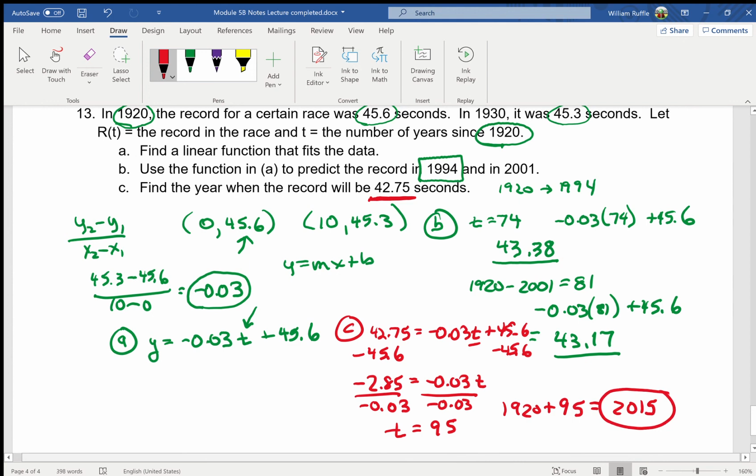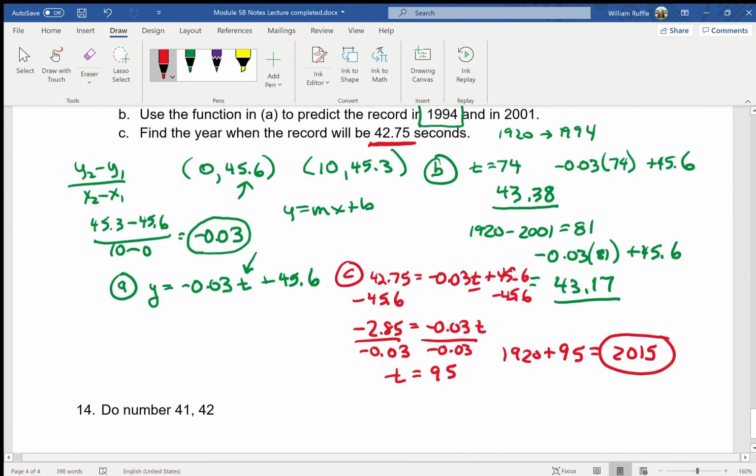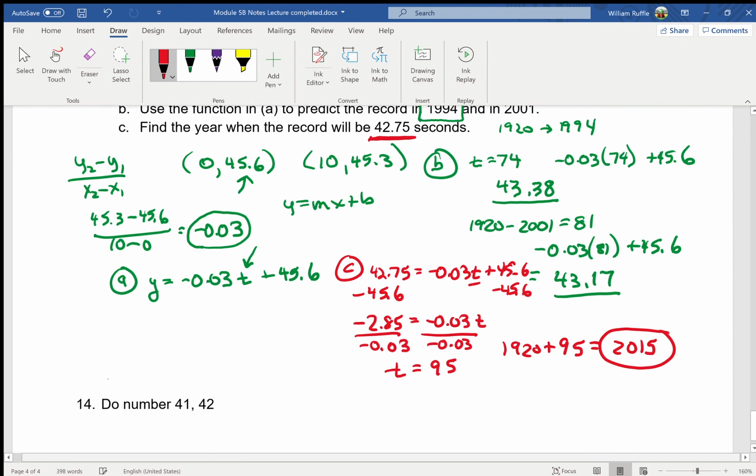Okay. And then in the last section here for 41 and 42, this question right here is number 41, and number 42 is just another version of this. Okay. And so that's the end of the second part of 5B notes.